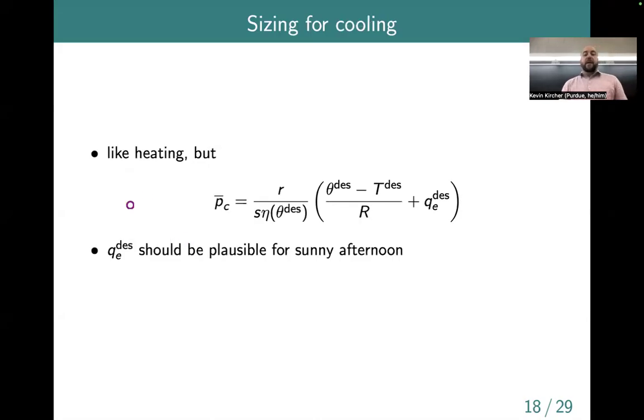Okay, and then for cooling, same deal, but now we have S showing up in the denominator. And there would be a negative sign here. So we flipped: the outdoor temperature typically is higher than the indoor temperature, so we have a sign flip there. And for cooling, specifying this thing here is a little more challenging because it has to do with solar heat gains as well. Typically the hottest hours of the year are on sunny afternoons. And so this QE might be on the order of a couple of kilowatts for a normal house.